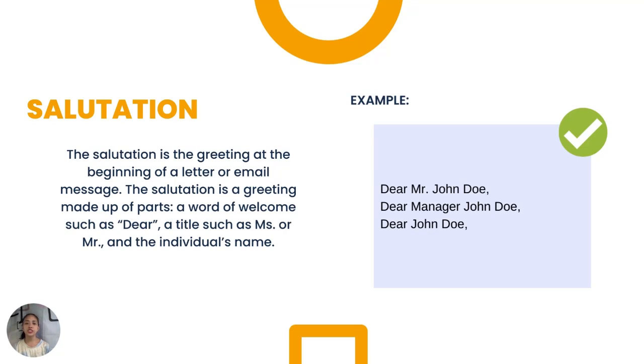Next is the salutation. The salutation is the greeting at the beginning of a letter. The salutation is made up of parts, which are first a word of welcome such as dear, a title such as Miss or Mr., and the individual's name. If you don't know a reader's gender, use a non-sexist salutation such as their job title followed by the receiver's name. It is also acceptable to use the full name in a salutation if you cannot determine the gender.